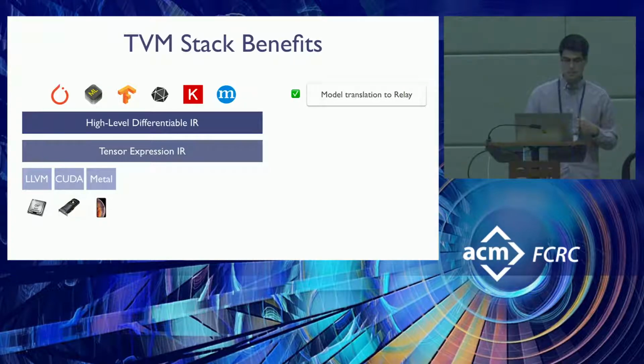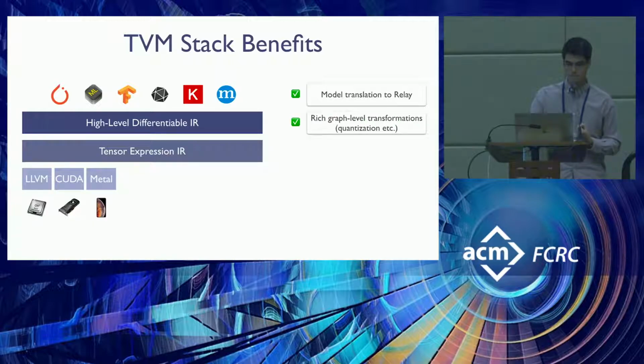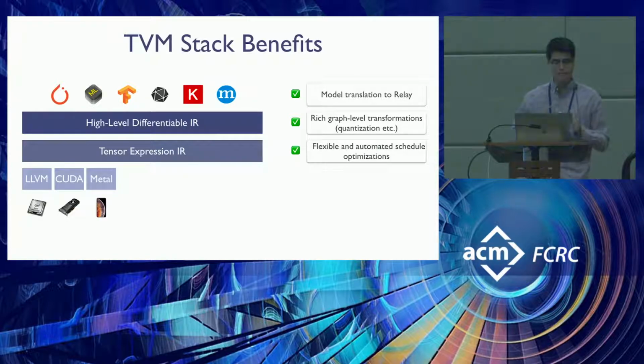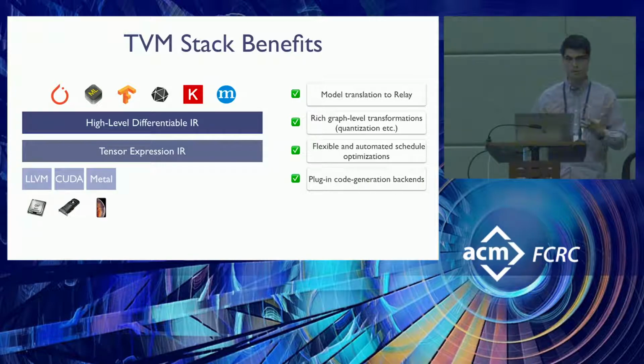And this is mainly because you first of all have model translation to Relay from those high-level frameworks, but also Jared showed that you have this rich set of graph-level transformations, passes that you can implement yourself, things like quantization to target your special hardware device. And with TVM and AutoTVM, as Eddie pointed out, you have this flexible and automated set of schedule optimizations that essentially give you performance portability on those different hardware backends. And what's nice is that you can also plug in your own code generation, like LLVM, CUDA, Metal, etc., so you can target these hardware designs.